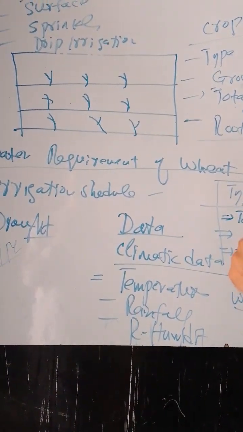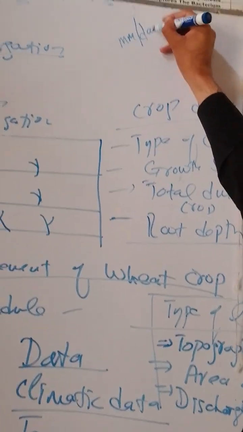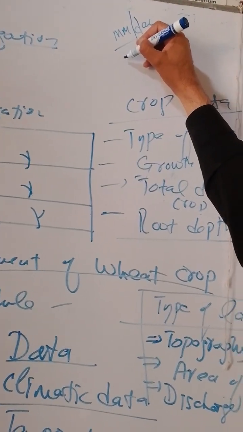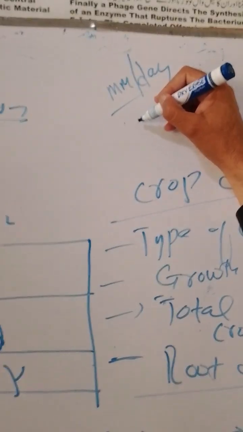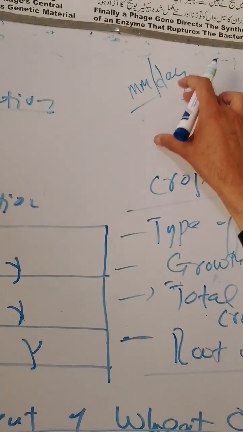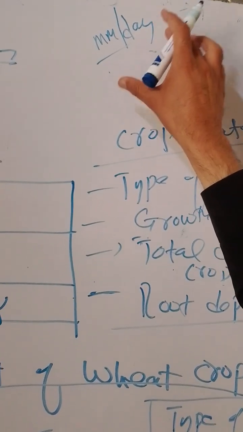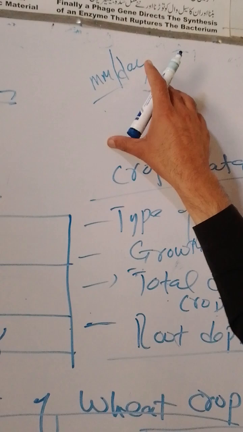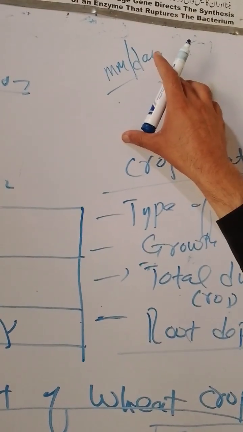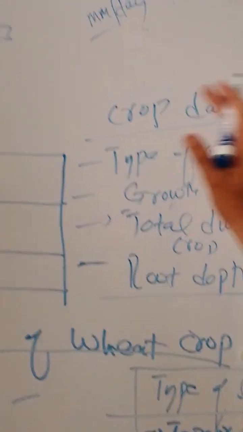The crop water requirement will be in millimeters per day. Let's suppose some crop needs 100 millimeters per day. With the help of this model, we can find out the water requirement in millimeters per day, as well as in millimeters per month and millimeters per year. Then by using a conversion factor, we can easily convert the data.